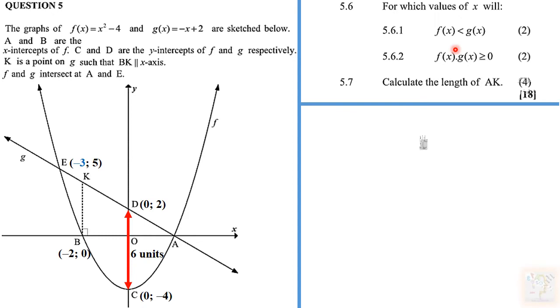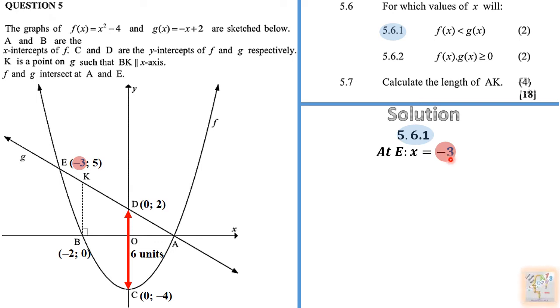You look at question 6. Question 6 is divided into 2. So we'll start with the solution for 6.1. Now the question says, for which values of x will f of x be less than g of x? We are looking at values of x. There is something that we know. We know that at E, x is equal to minus 3.